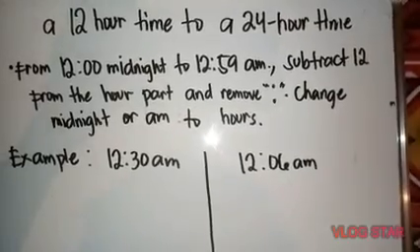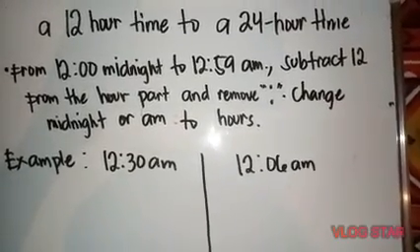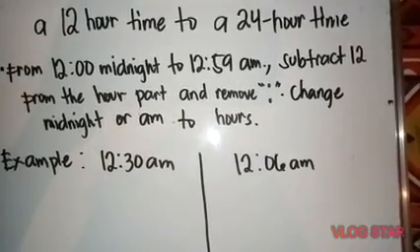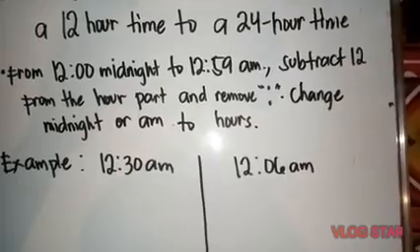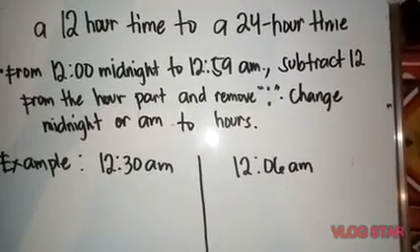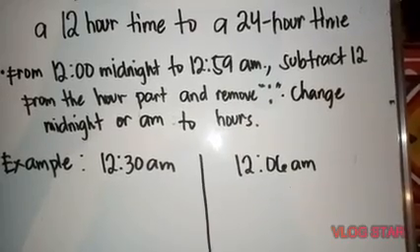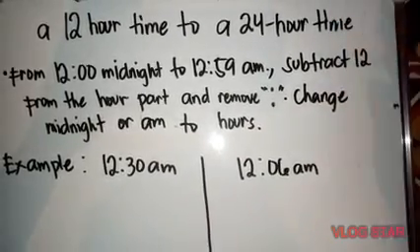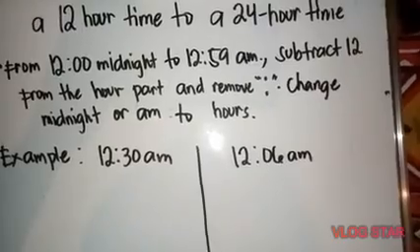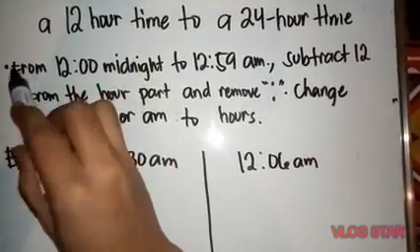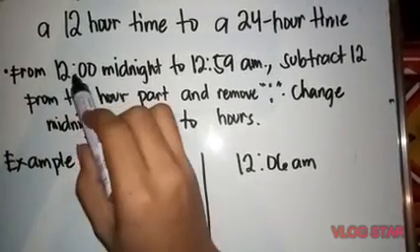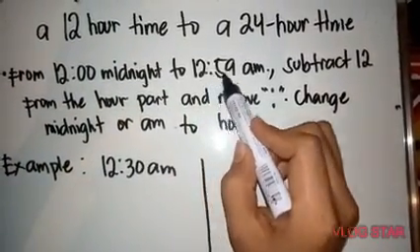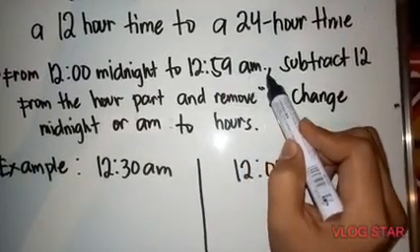Write 24-hour time or military time into 12-hour time. So this time we will write 12-hour time to 24-hour time, or from 12-hour time to military time. In this case, the first part is from the beginning of the day, 12 midnight to 12:59 a.m.